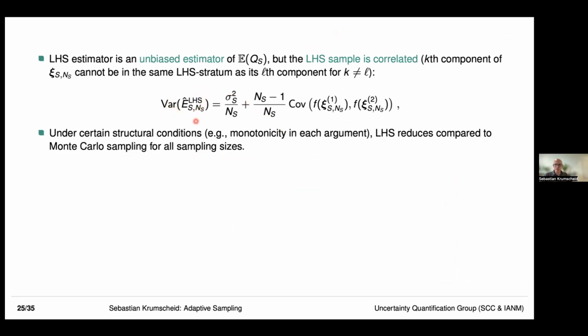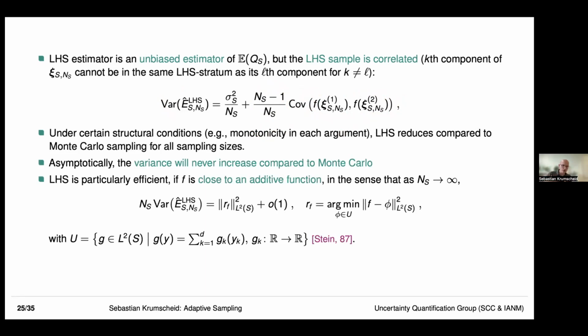Because we have this correlation in the samples, if you look into the variance of your Latin Hypercube sampling in comparison to Monte Carlo, you get this second term here, which will only give you a variance reduction under a certain structural condition on your function f. For example, if the function is monotonic in each argument, then this will certainly reduce the variance. But this is something we cannot guarantee. Nonetheless, asymptotically, if we take more and more samples, we will converge to something Monte Carlo-like.